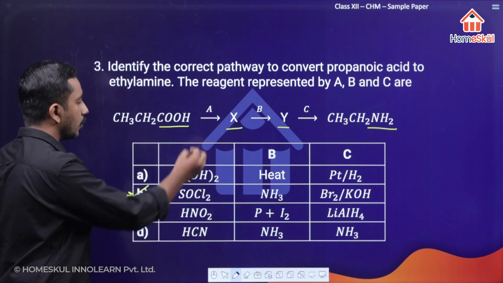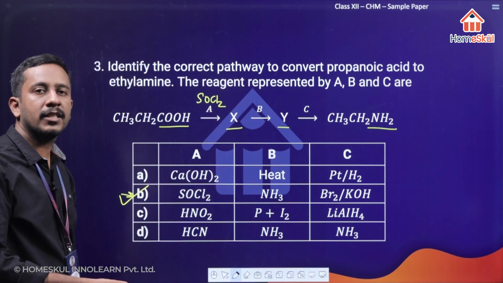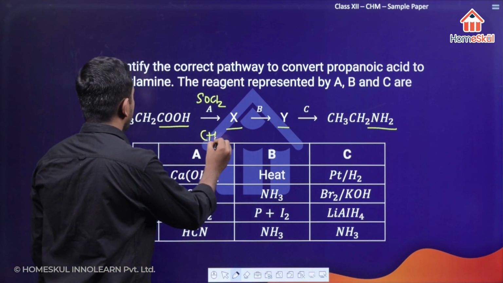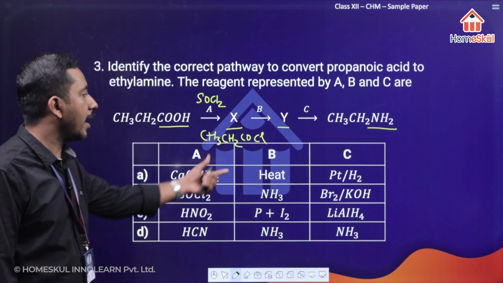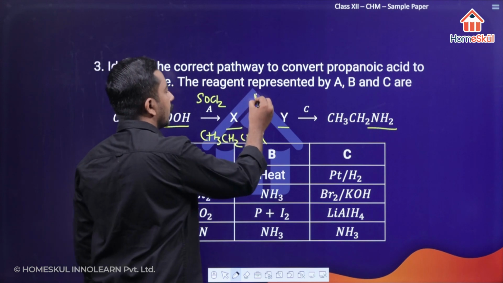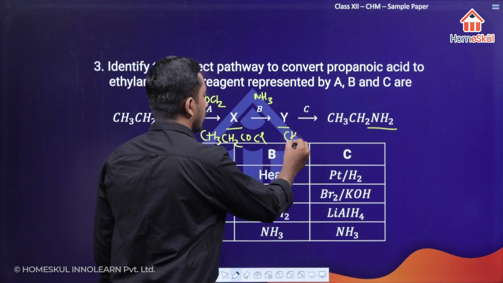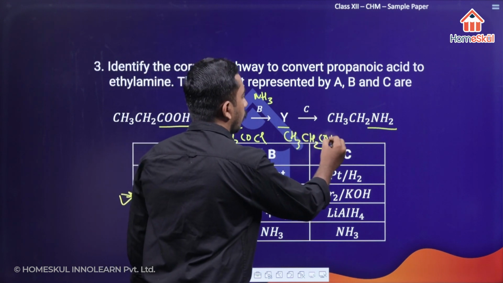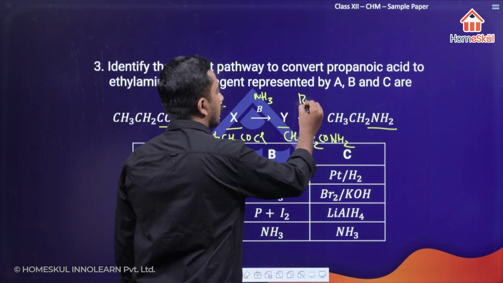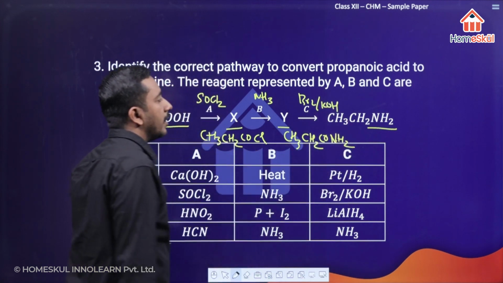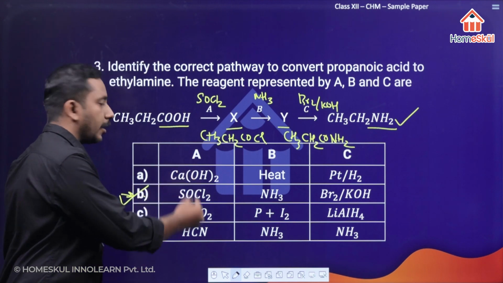So first, the carboxylic acid is going to react with the SOCl2. So the reagent A is thionyl chloride. So we'll be getting the corresponding acid chloride, that is CH3CH2COCl, obtained as the product. And then we'll have to react this acid chloride with the ammonia. So that will give you the corresponding amide as the product. That is CH3CH2CONH2 will be obtained as the product. And the reaction of that amide with the bromine and KOH, that is Br2 and KOH, that will give you the corresponding primary amine as the required product. So our correct answer is option B.